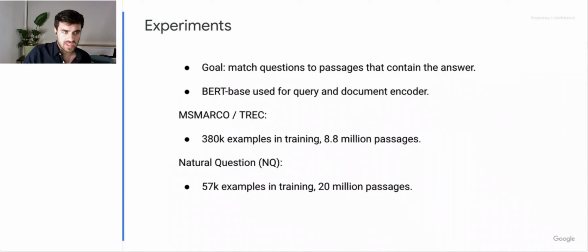We do experiments with our method, and we compare it to other related approaches. The goal in both of our experiments is to match questions to passages that contain the answer. We use BERT-base for both the query and document encoder. In the MS-Marco/TREC dataset, there's 380,000 training example pairs, and there's 8.8 million passages in the dataset. In the natural question dataset, there's 57,000 example pairs in training, and there's 20 million passages in the dataset.